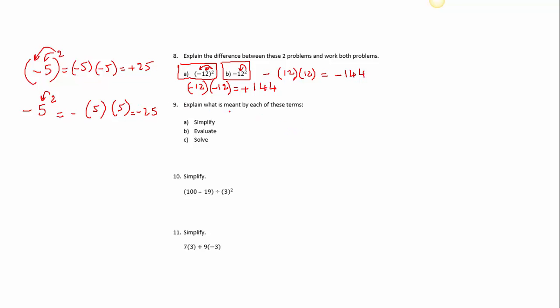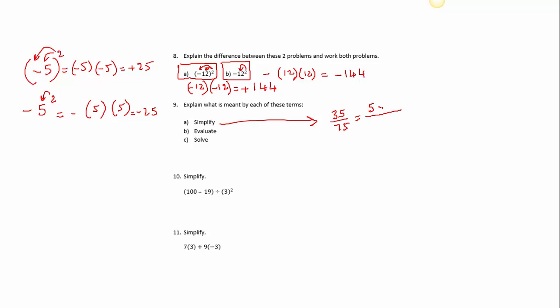So explain what is meant by each of these terms. Simplify. Let me give you an example about how to simplify. You can have something like 35 over 75. That's a fraction, and if I ask you to simplify, then you have to reduce the fraction to lowest terms.